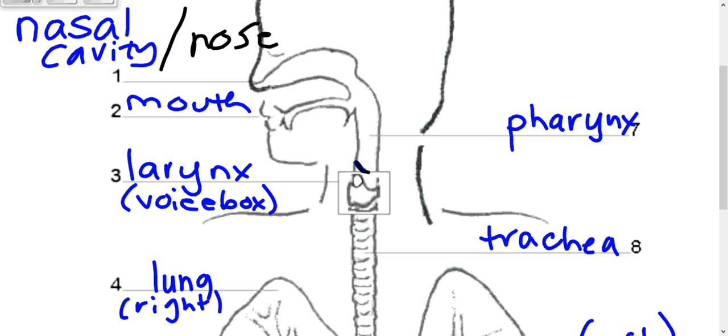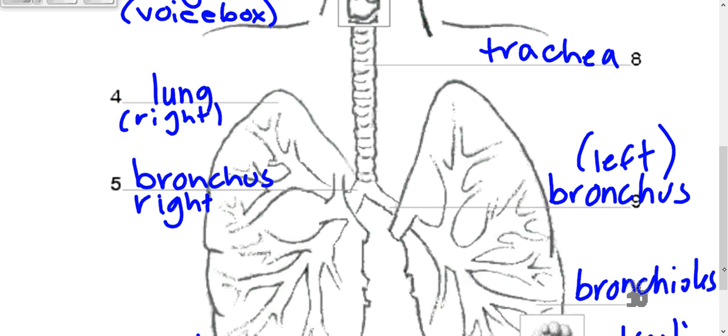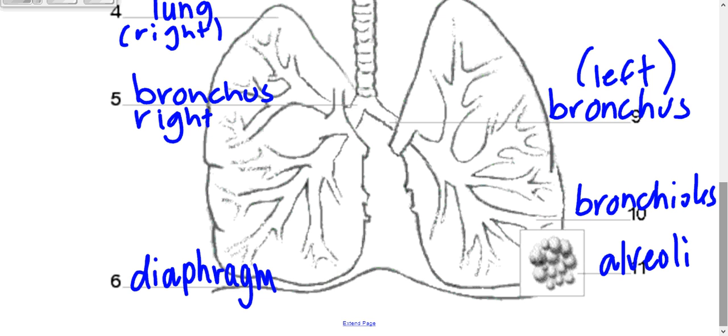Then we have our trachea, that's also known as the windpipe. And again, we have the left bronchus, so that you have 2 bronchi. Each one is called the bronchus. Those bronchus or bronchi break down into smaller and smaller kind of tubes called bronchioles, B-R-O-N-C-H-I-O-L-E-S, and they end up in tiny little air sacs. You can kind of think of them like grapes, and those are called alveoli, A-L-V-E-O-L-I.